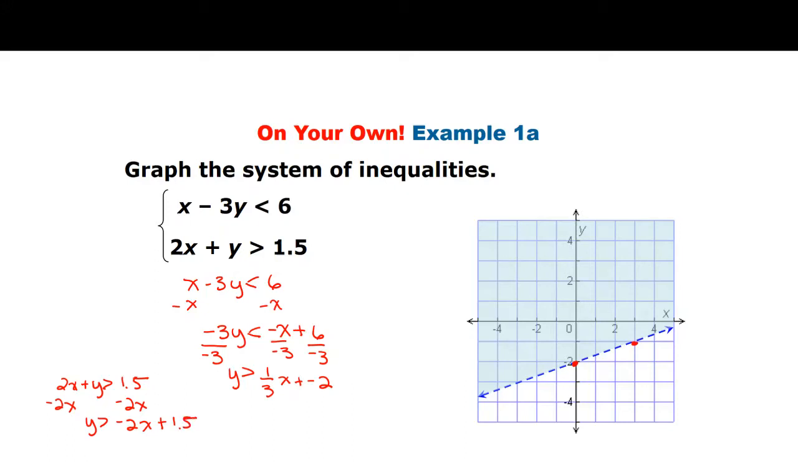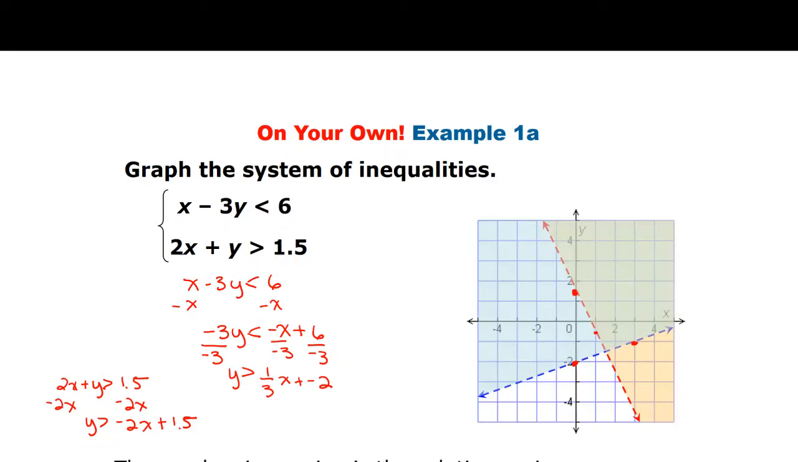All right, so let's plot that. When x is 0, y is going to be 1.5. So let's go there. It says we're going to go down 2 over 1. So 1, 2 over 1. All right, and this one is again just going to be a dashed line, so let's get that in there. There we go. And it says y is greater than, so we're going to shade everything up above the line. And there it is. All right, so the overlapping region is our solution region.